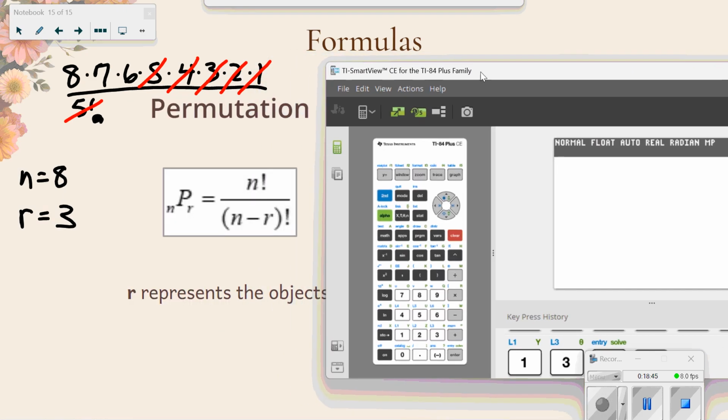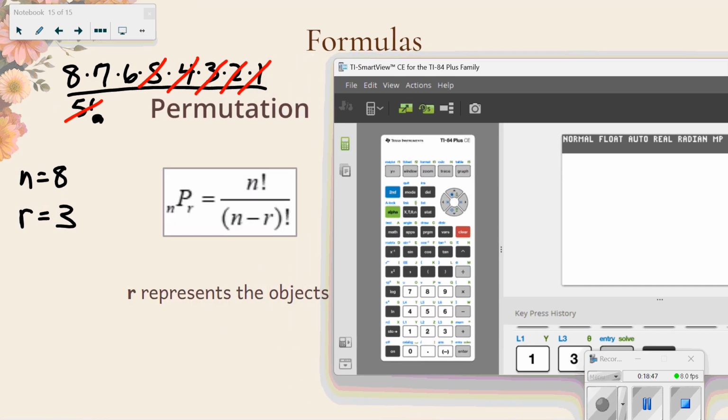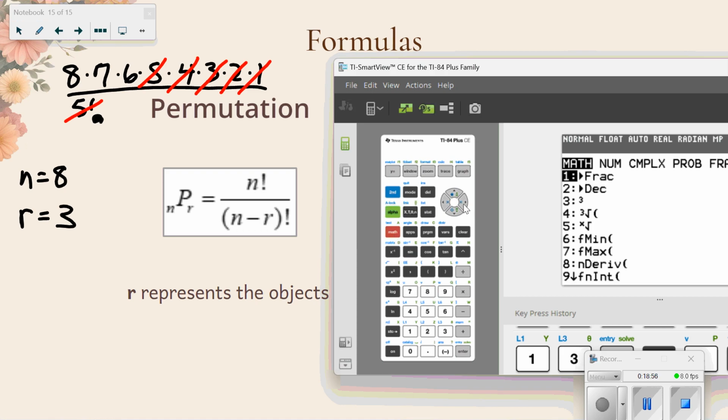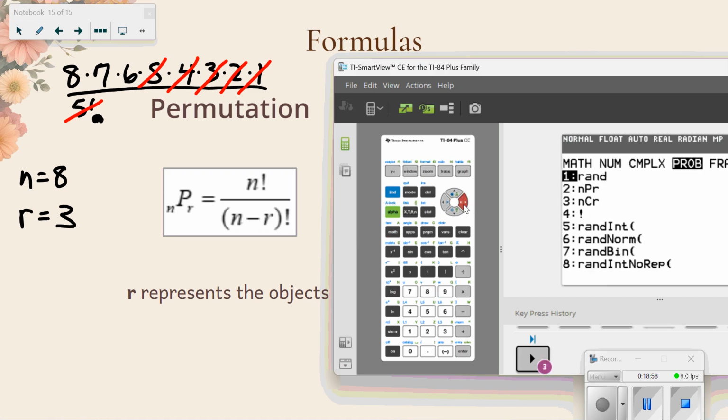So clear out your calculator. And what's our N if I'm using this situation here? 8. So you did 8. I'm going to go to the math button, right click over to probability, and nPr to calculate your permutations is option number 2.